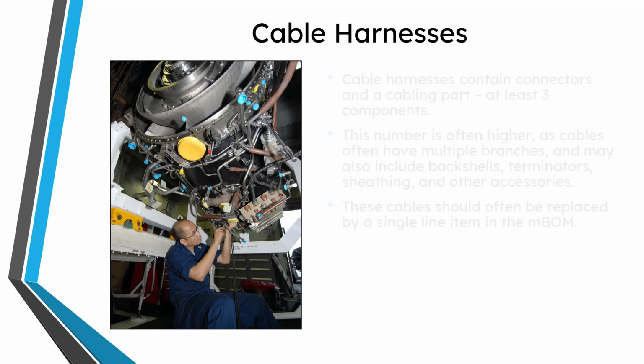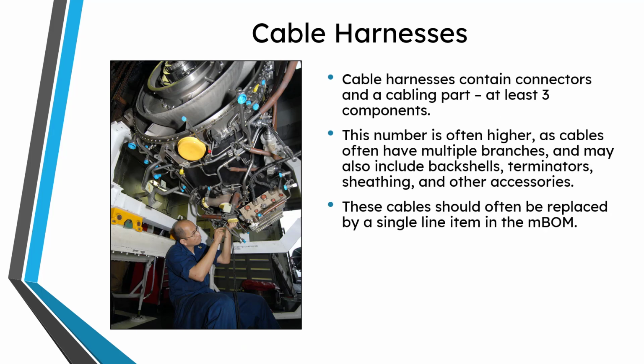Next up, cable harnesses. So the way that you design a cable harness assembly in CAD is that it's going to consist of at least three components. You're going to have connectors on each end and a cable part in between. But oftentimes, a cable harness will have more than just two connectors at the ends, plus you're going to have a whole bunch of other accessories like back shells and terminators and multiple different branches and sheathing, boots, all sorts of stuff in there. But when these cable harnesses are manufactured, in the manufacturing bill of materials you often want them to be represented by a single line.